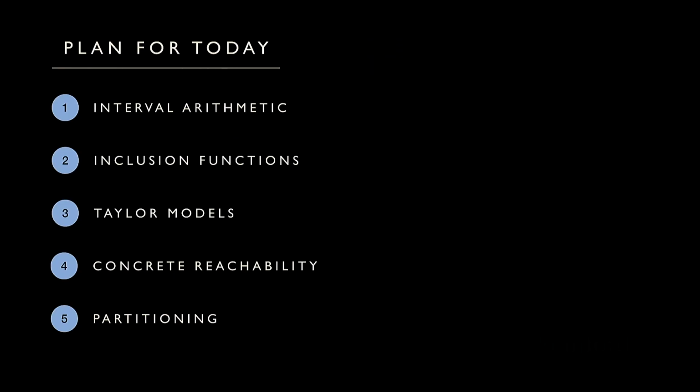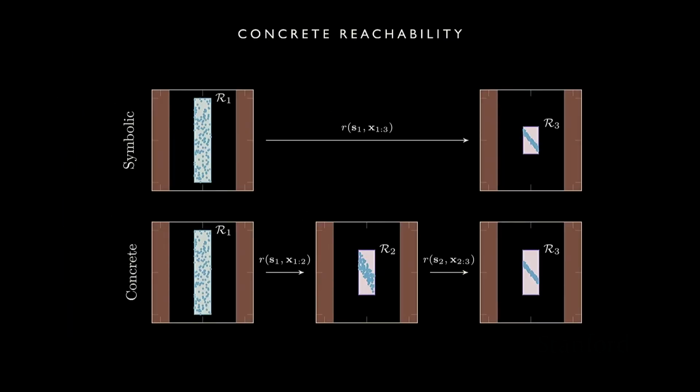Okay, so that was Taylor models, and now we're going to see how we can do even better doing something called concrete reachability. So the idea here is let's just look at this top row for now. Let's say that we're starting with some initial set, and we want to compute our reachable set at time step 3. So one thing we can do, and actually this is what we've been doing, I just haven't really explicitly called it out, is we could just take the set at time step 1, call our reach function that takes in the state at time step 1 and the disturbances for the next time steps until we reach time step 3, and then use that to get our set at time step 3.